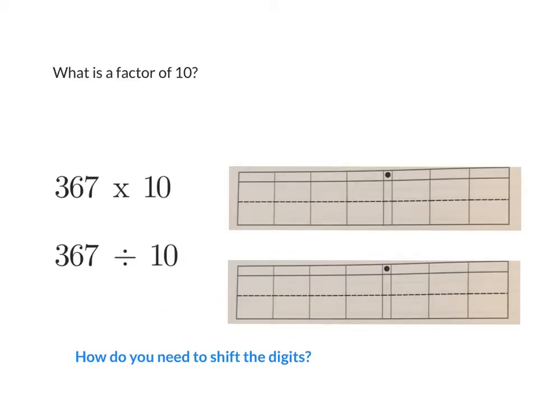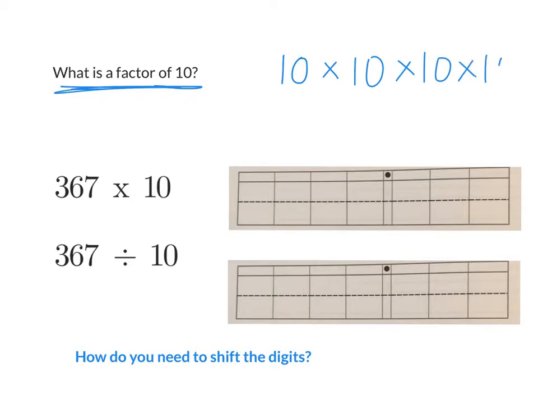Today's math learning goal says I can use what I know about place value to help me multiply and divide by factors of 10. In order to accomplish that, we need to first understand what is a factor of 10. Well, a factor of 10 is any number that you get by multiplying tens. So an example of a factor of 10 is 10. What's another example of a factor of 10?